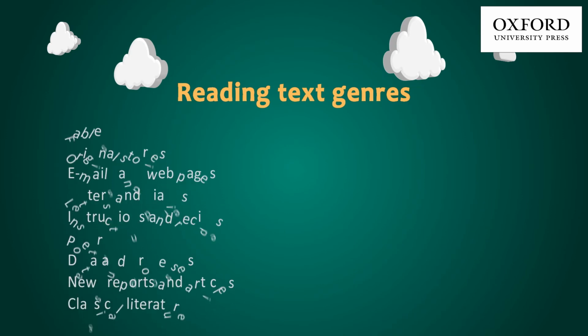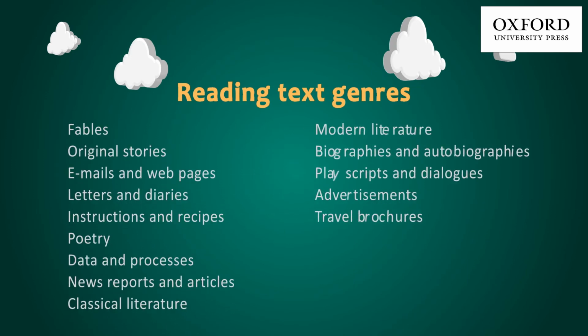The reading text genres in New Oxford Modern English are fables, original stories, letters and diaries, instructions and recipes, classical literature, modern literature, advertisements, travel brochures. Through the use of these varied texts, all students have the opportunity to learn new information and make meaningful contributions to discussions. Moreover, varied texts provide multiple perspectives that help students rethink events and issues that impact everyone and also deepen their knowledge of literary genres.